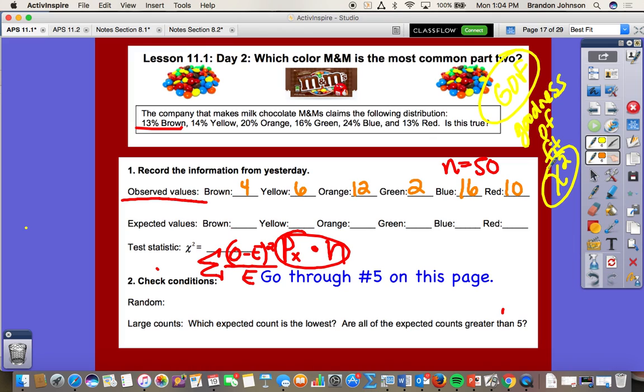Y'all good on this? Yes, they all are good. Did you get 6.5 here? And 7, 10, 8, 12 and 6.5? Did you get your chi-square value? 9.22. 9.22? Yeah. Perfect.